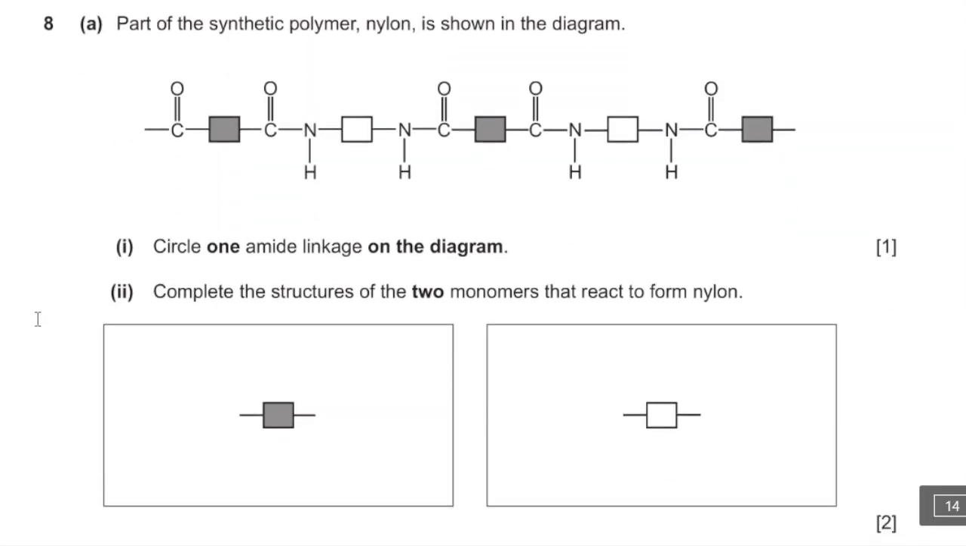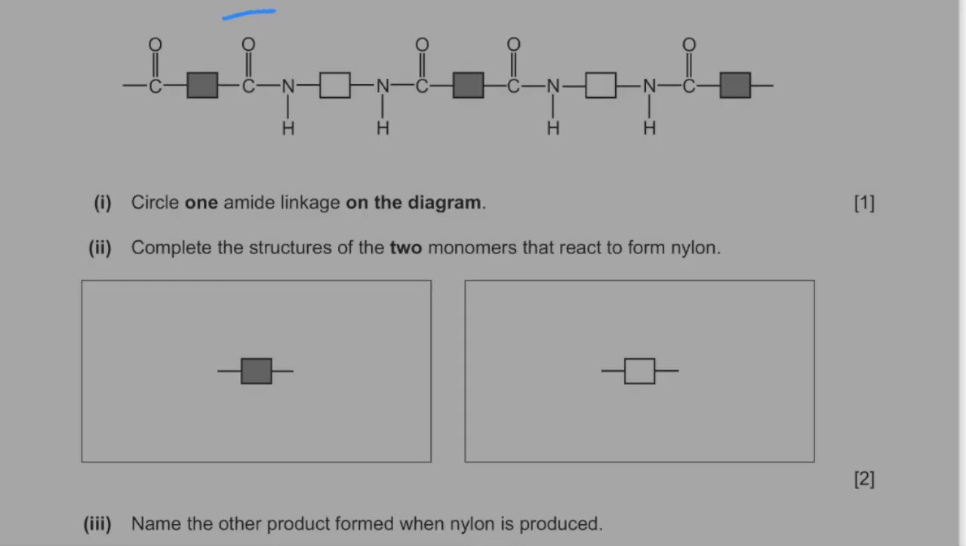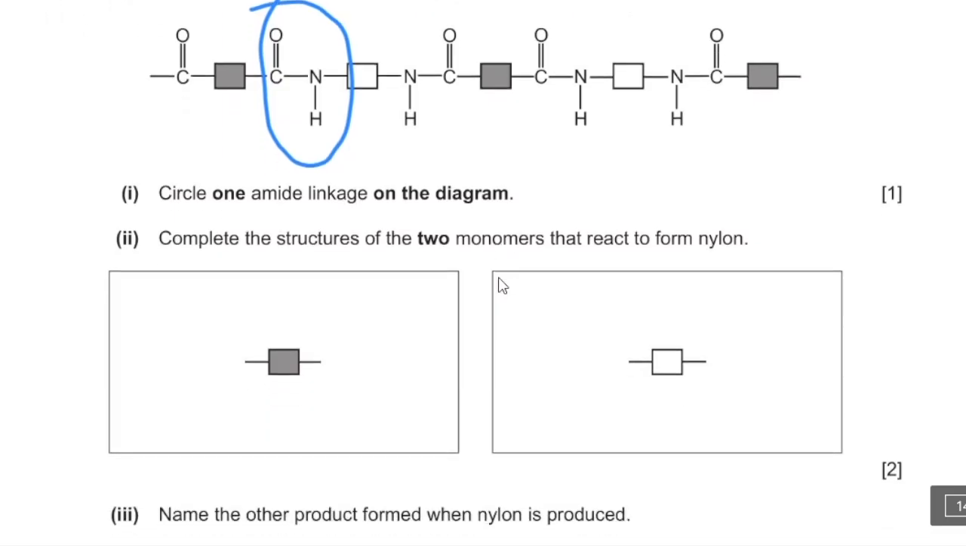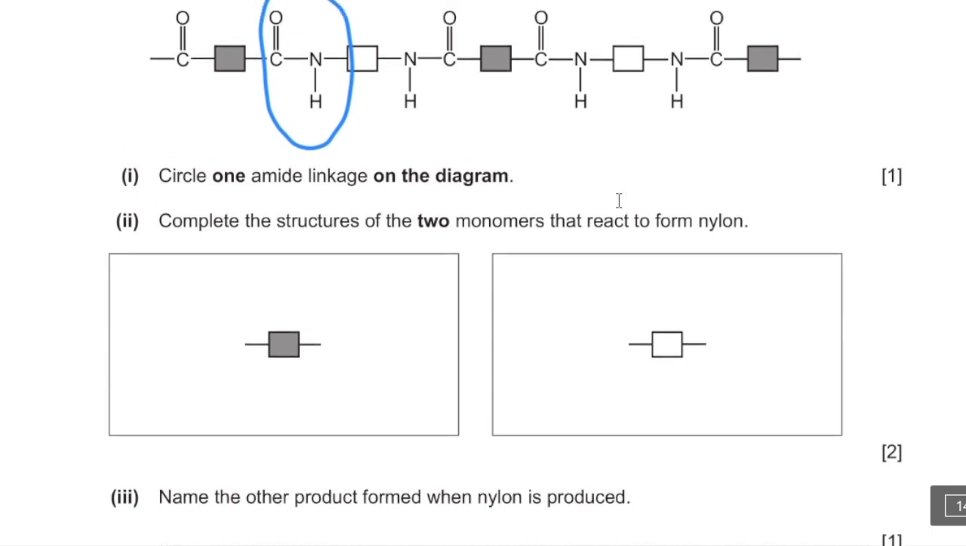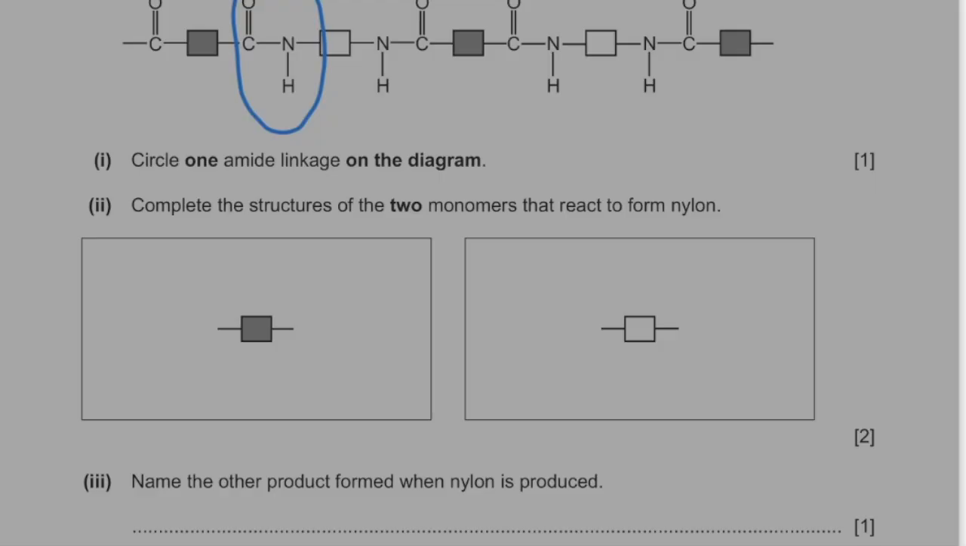A. Part of the synthetic polymer nylon is shown in the diagram. Circle one amide linkage on the diagram. Right. So here is our one amide linkage. Complete the structures of 2 monomers used that react to form nylon. Alright. So we have one of the monomers having carboxylic acid groups. The other one has amine groups.